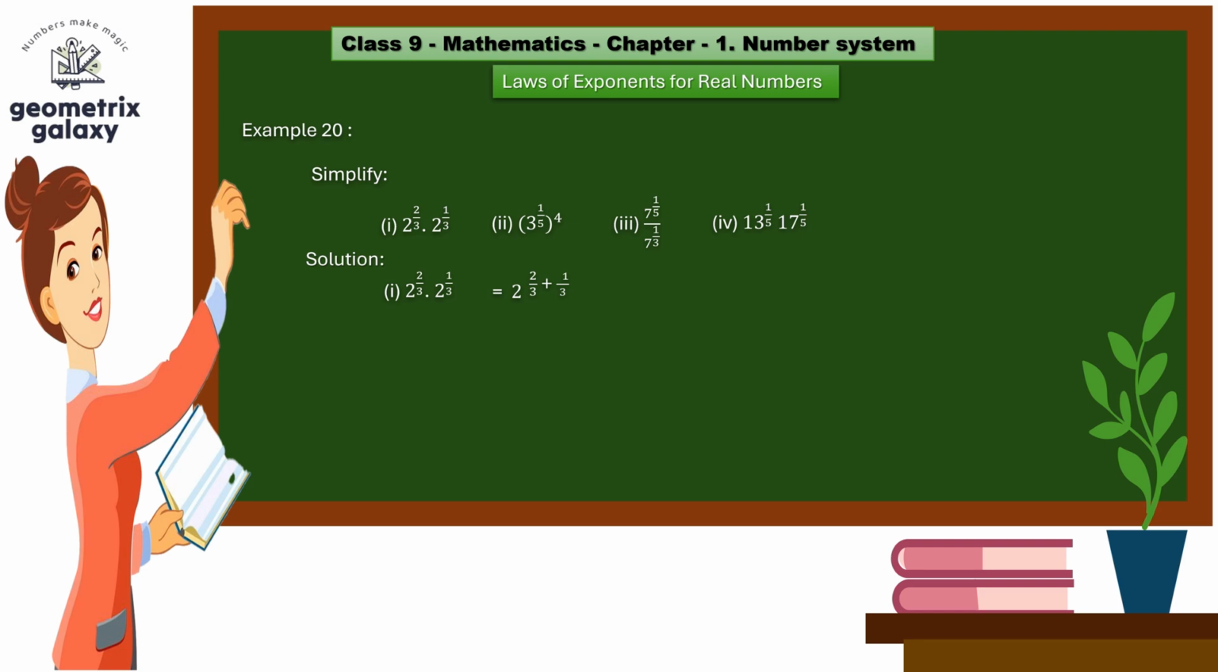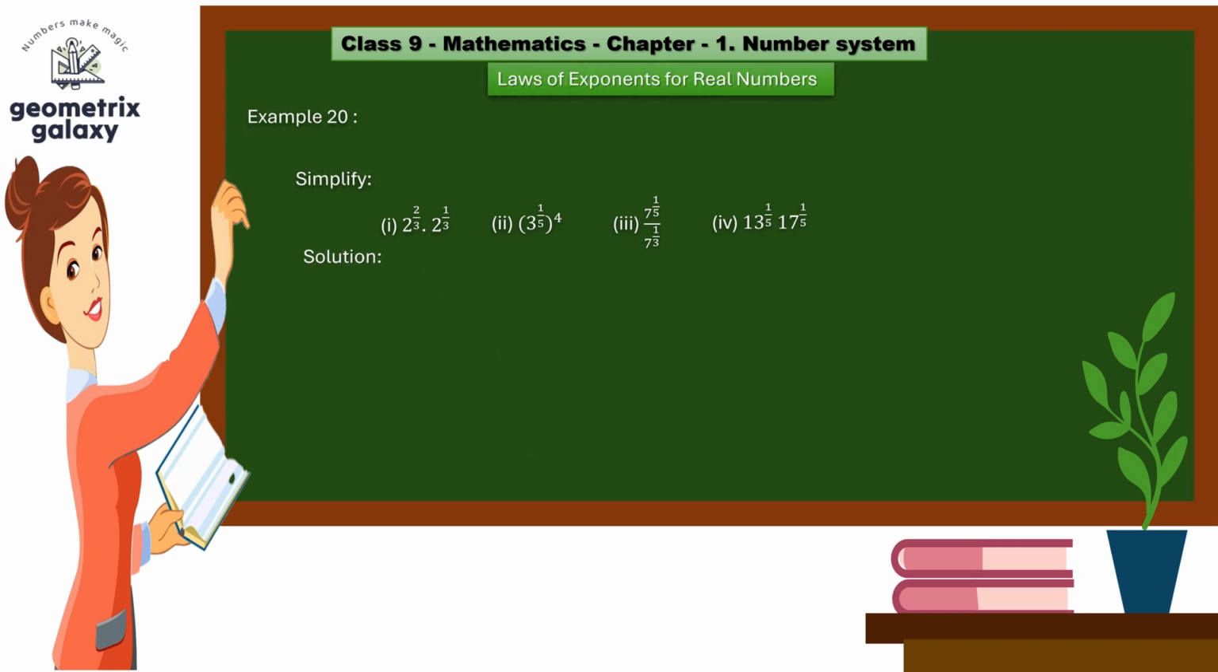Now we have to add the powers. 2 by 3 plus 1 by 3 is 3 by 3. 3 and 3 will get cancelled. So 2 to the power 1. 2 to the power 1 is nothing but 2. The second subdivision is 3 to the power 1 by 5 whole power 4.